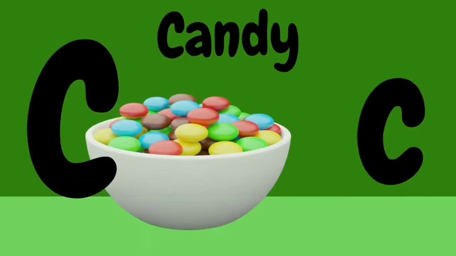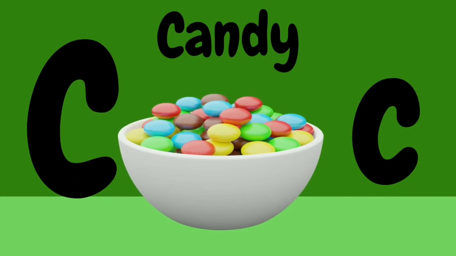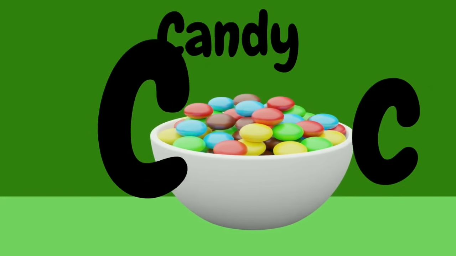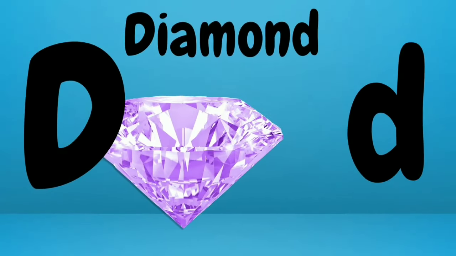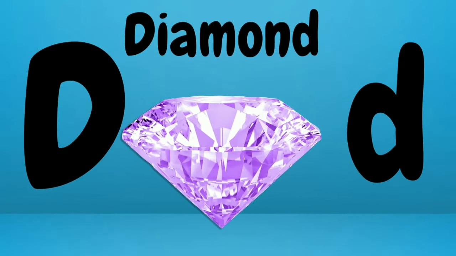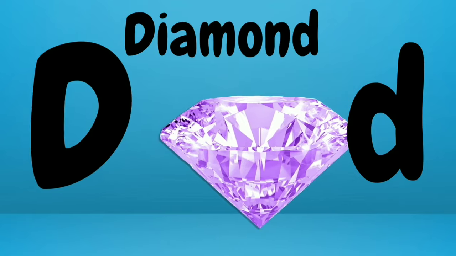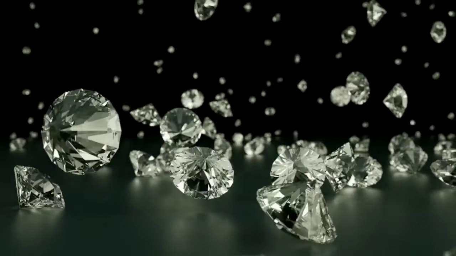C is for candy, candy, candy. This is a candy, candy, candy. D is for diamond, diamond, diamond. This is a diamond, diamond, diamond.